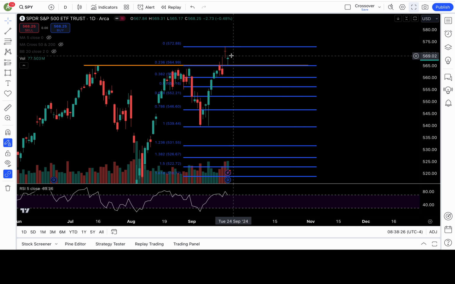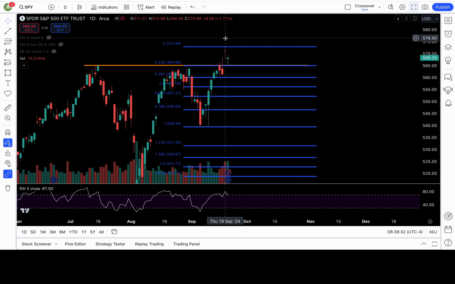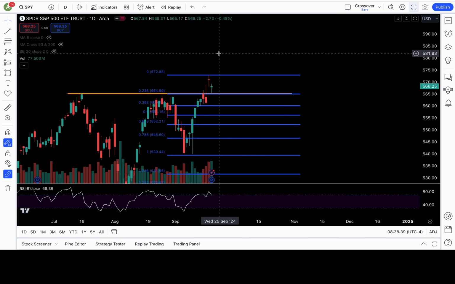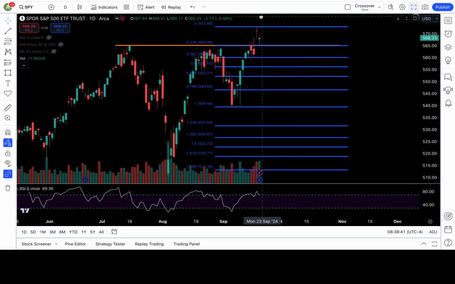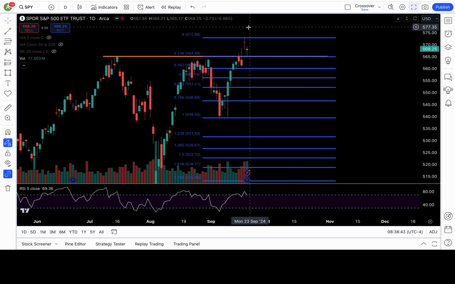Next target is above 565 to 566.5, 568, 570. And then, of course, that all-time high at 572.88, around 573, okay? If we can clear 573, we can definitely go a lot higher, maybe up to 578. That will be an ultimate target of mine.